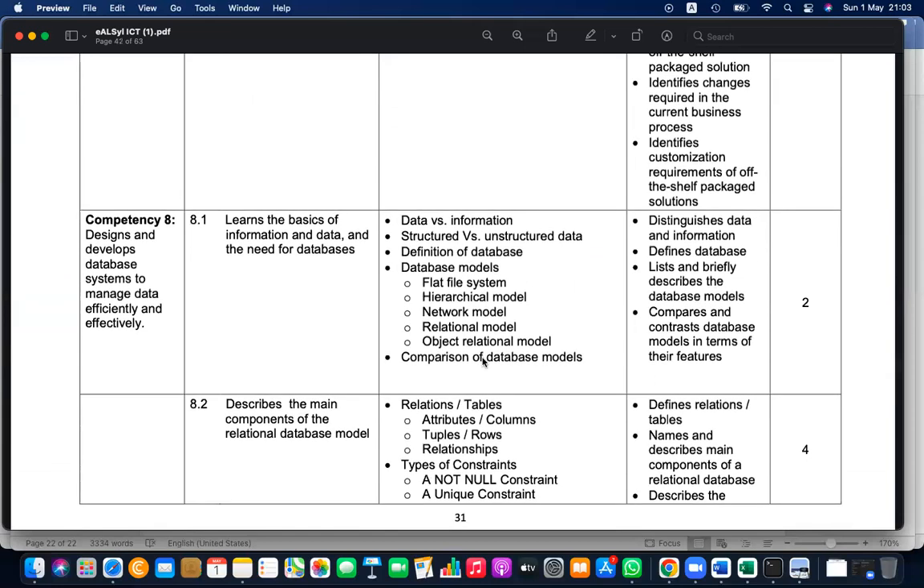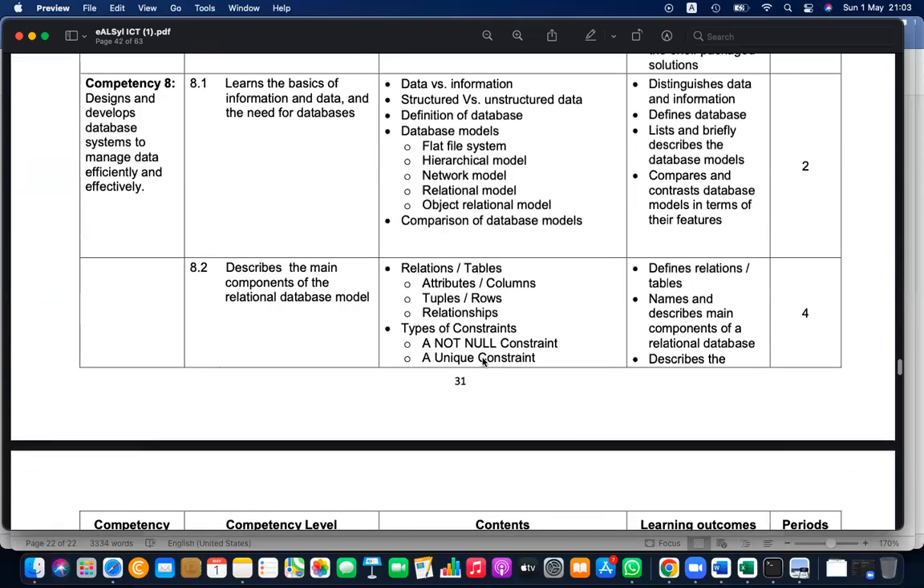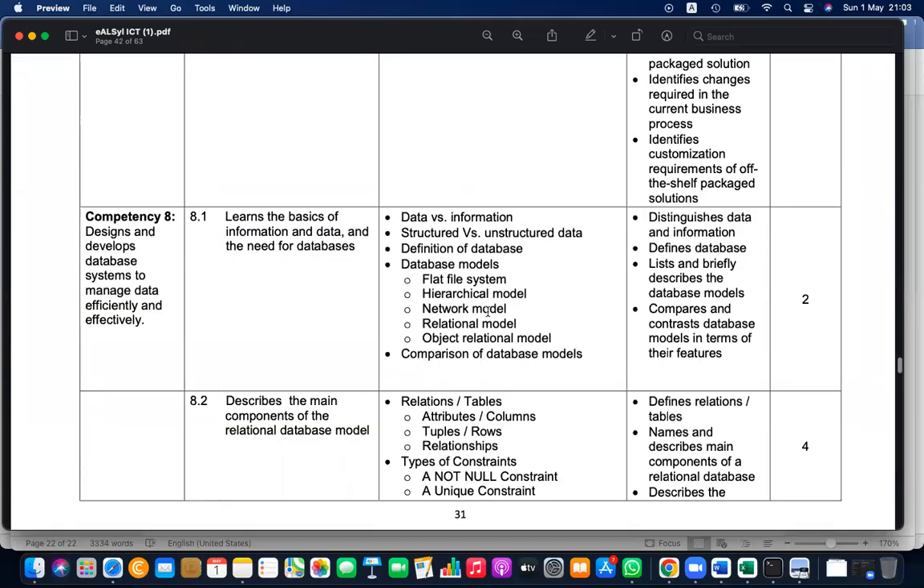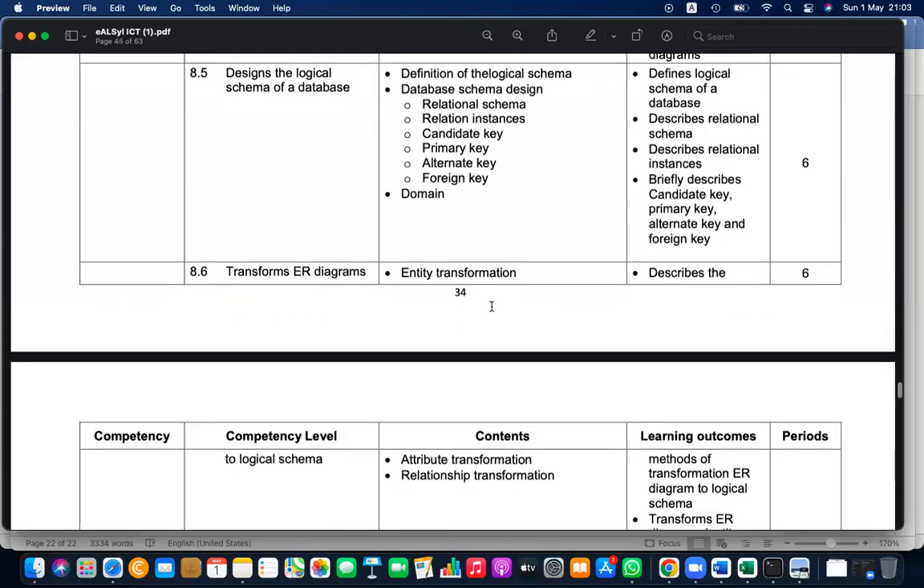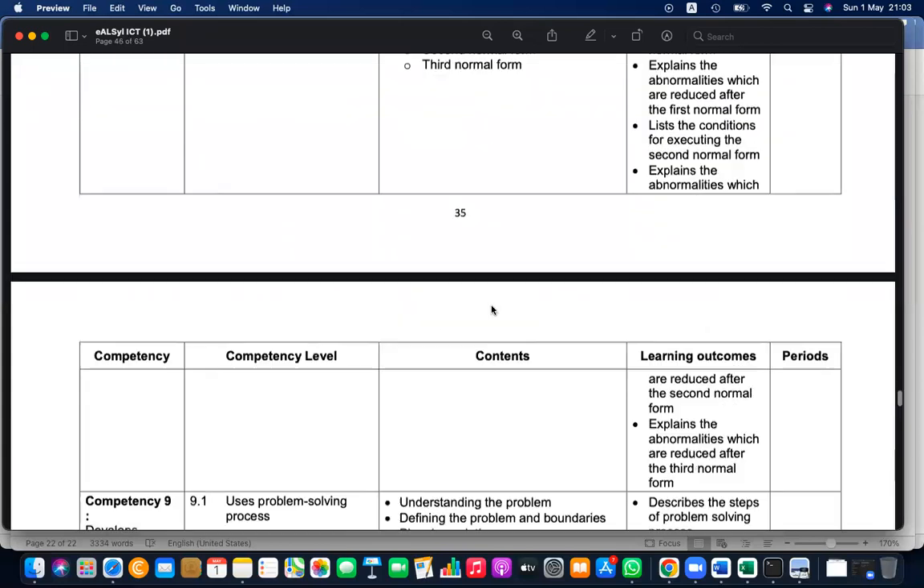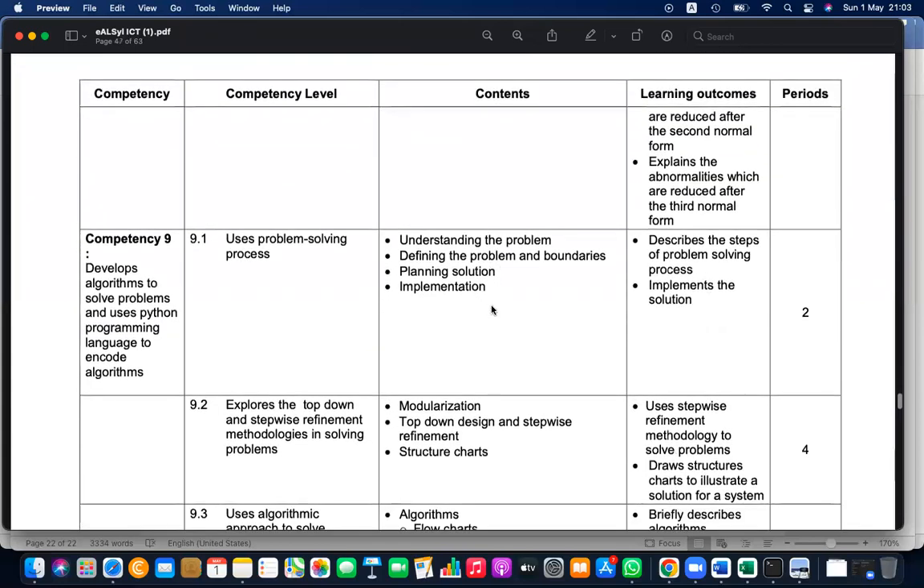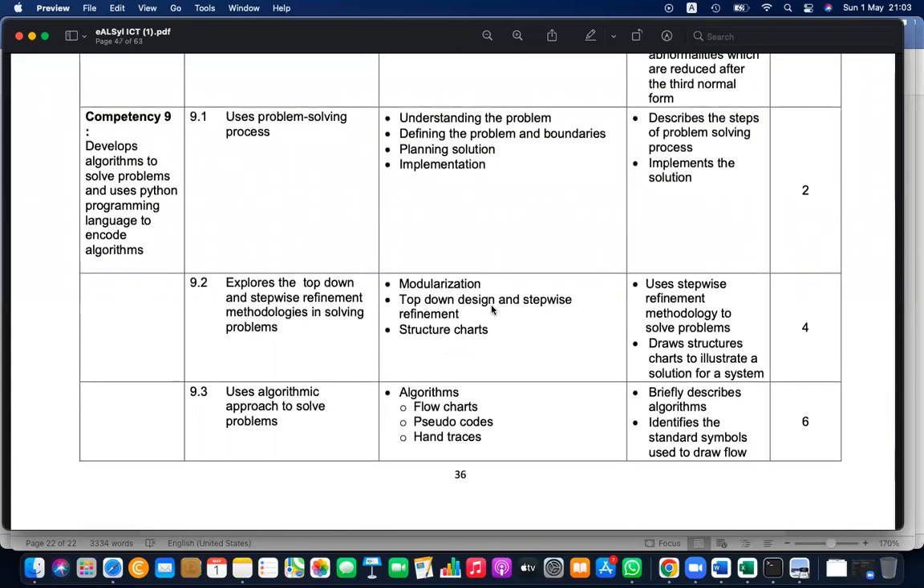Lesson 8 is about databases, which is still not done. That is also not done, so no worries. And 9 is problem solving, that we have done.